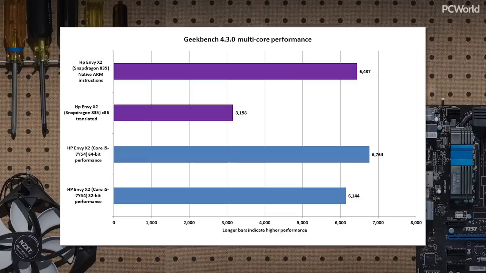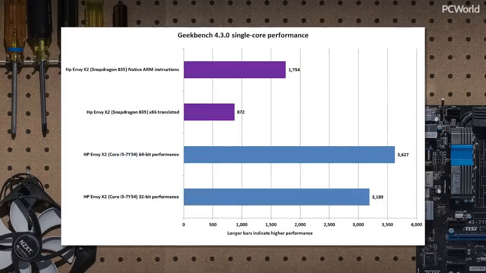On the Snapdragon part, versus a dual core Kaby Lake Y part with hyper threading, looking at just single core performance, it's not looking as good, but I gotta tell you, it's not as bad as I thought it would be. Looking at that longer bar when you're running native ARM instructions, it's probably not as bad as maybe an Atom part would be. But once you get down to adding the layer of translation, you're taking a pretty big hit.